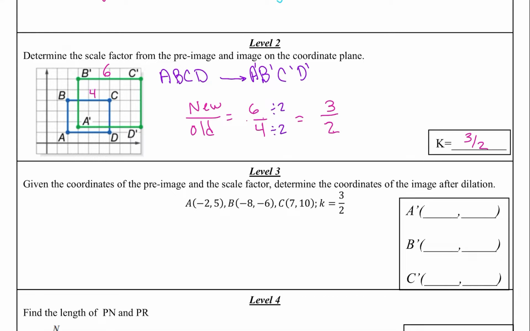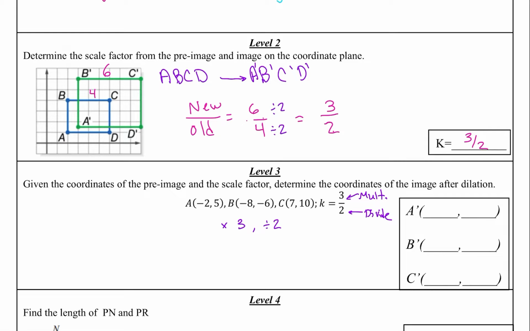For level 3, they gave us the coordinates and the scale factor, and they're asking us to determine the new coordinates. So remember, what we do in this case is, since we have a scale factor that's represented by a fraction over here, 3/2, we are going to use the top number to multiply and the bottom number to divide. So multiply by 3, then divide by 2.